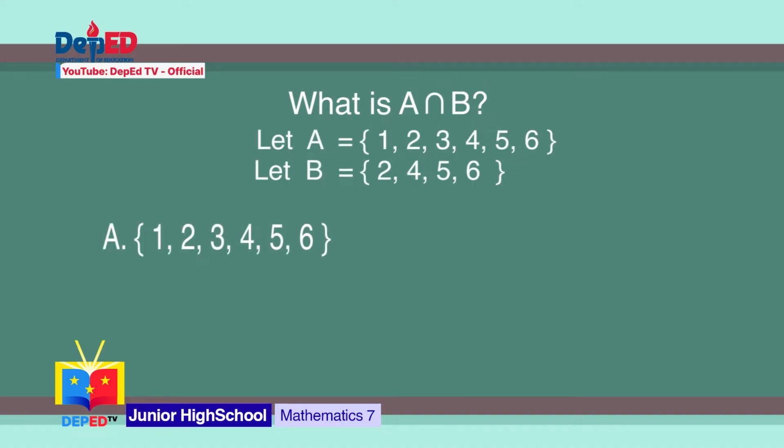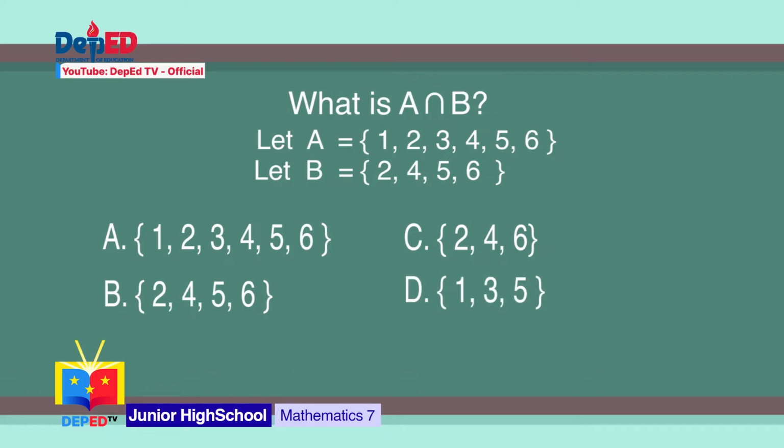A. The set which consists of 1, 2, 3, 4, 5, and 6. B. The set which consists of 2, 4, 5, and 6. C. The set which consists of 2, 4, and 6. Or is it D. The set which consists of 1, 3, and 5. Timer!